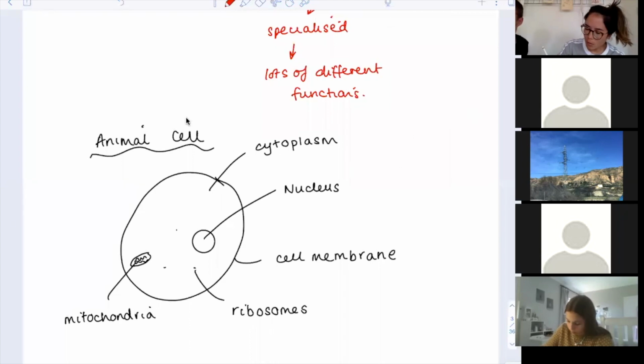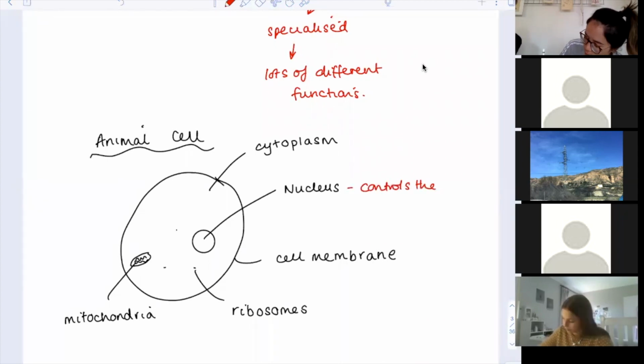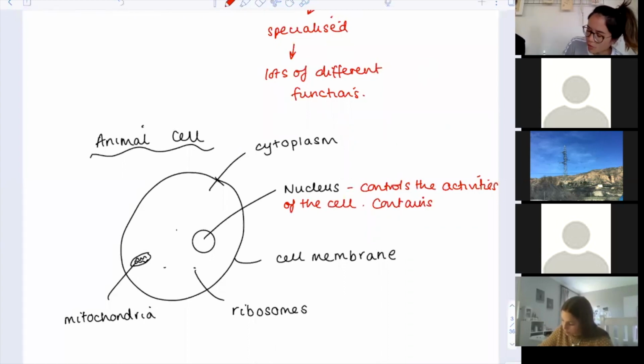So what are we going to say for the various functions? The nucleus is the brain of the cell, but in an exam, you're going to have to say that it controls the activities of the cell, and it contains the DNA, which is the genetic material for the cell. Next up, the cell membrane. Because it's the surround of the cell, you can imagine that it's going to control the entry and exit of substances.